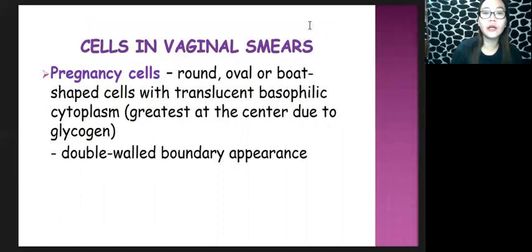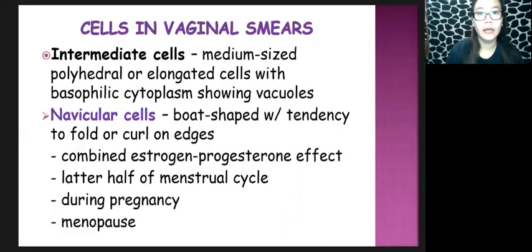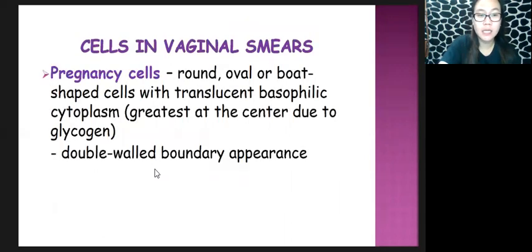Okay, so another cell in your vaginal smear. So we have your pregnancy cells. All right, so again, we have here your intermediate cells. So there are two types. We have your navicular cells, which I think I have already discussed. And then the other type of intermediate cell is your pregnancy cells.